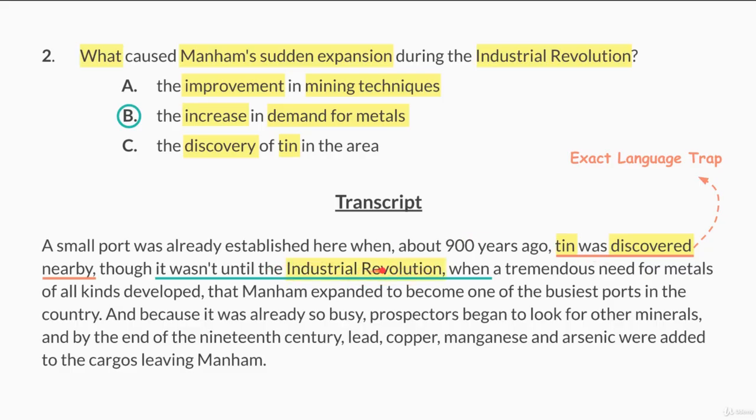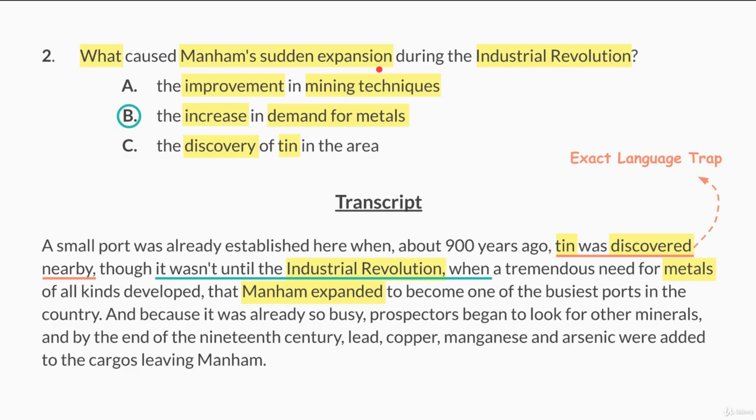So here we have the keyword Industrial Revolution, and because of that, we know our answer is coming up. And soon after this, we see this word over here, tremendous need, which is basically synonym language for demand, right? Increase in demand, huge demand. Then we have the keyword metals. So the word metals appears over here. And we have the word Mannheim expanded, okay? So here is one of the main keywords we were looking for, expanded.